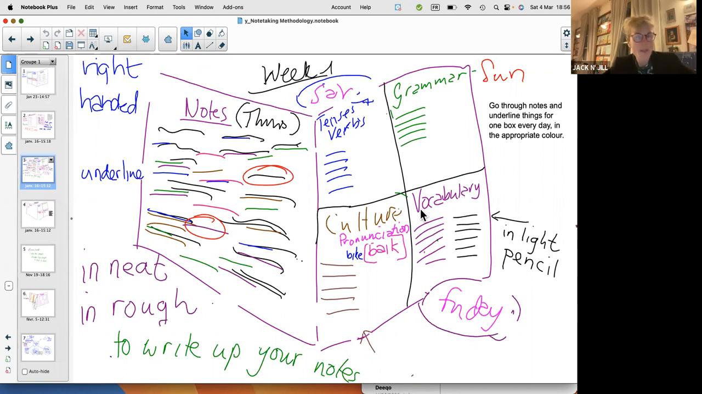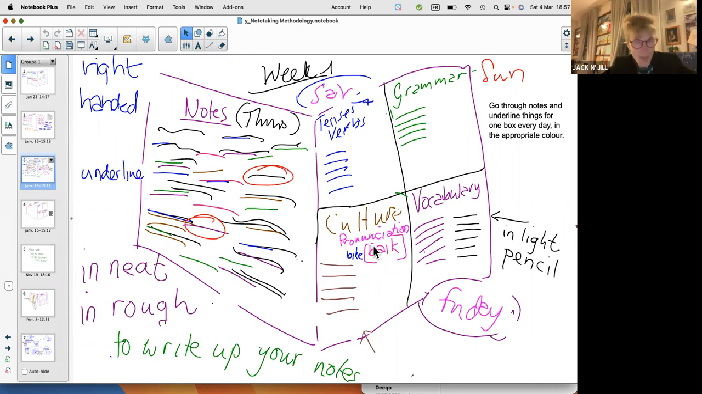And when we ask them to write vocabulary in purple, we do ask them to write the English word in purple and the French translation in a light pencil. I don't want the French to jump out at them. I would like the English to jump out at them, and the French just to be there as a reminder in case they've forgotten. And then finally, this square here is culture and shared with pronunciation.